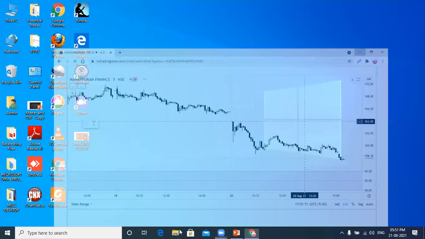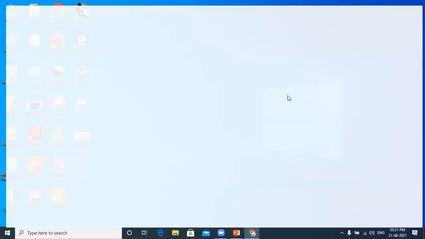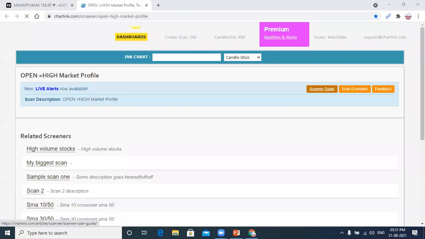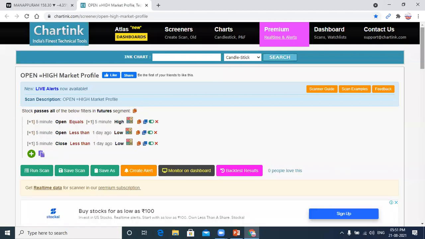Okay, before that, how to run scanner. Okay, I like to show you how you guys can run this scanner. So click on the link, okay, which I have given to you. After that, what you need to do, you just need to click on run scan. That's it. When you click on run scan, okay, scanner will give you the list of stocks in which there is a setup.